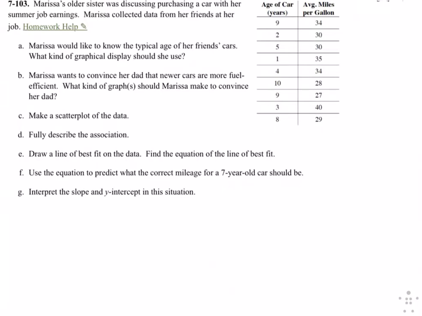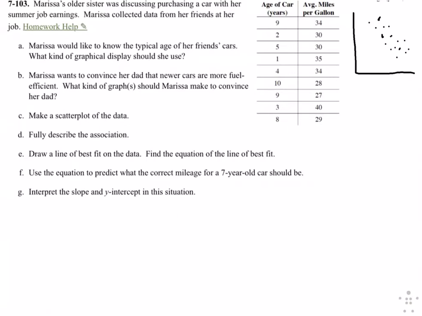For B, it says she wants to convince her dad that newer cars are more fuel efficient. So now she wants to find a correlation between this data. To find a correlation between this data, a scatter plot is going to work the best, right? Because if you have something like this, then you could show that as the age of the car increases, the miles per gallon decreases. As the age of the car decreases, the miles per gallon increases. You want to find a correlation. So B would be a scatter plot.